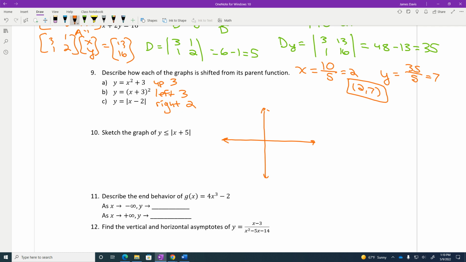So the question is, what does that graph even look like? What does the absolute value look like? Yeah, it's V-shaped, right. Absolute value is a V-shape like that.